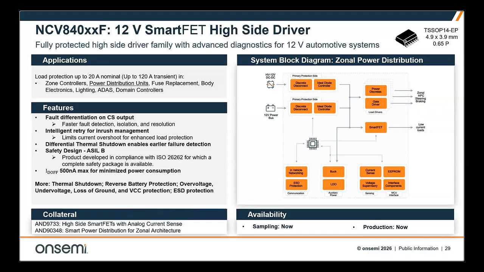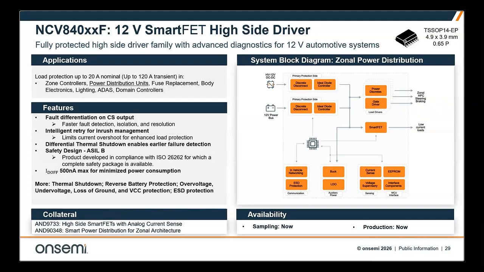So the key differentiation includes fault differentiation on the current sense output. That's for faster fault detection, isolation, and also resolution. Intelligent retry during in-rush limits current overshoot to protect all the downstream loads. And differential thermal shutdown enables earlier failure detection than a conventional approach.